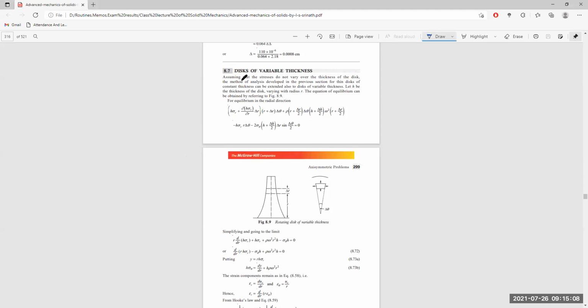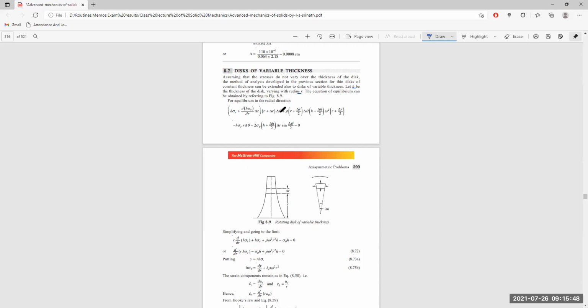The method of analysis developed in the previous section is extended to the case of variable thickness, following the same process. Let H be the thickness of the disk, which varies with radius r. So the condition of equilibrium, which we have discussed and proved earlier, is like this: H sigma r plus the rate of change of H sigma r with respect to r, d(H sigma r)/dr, into delta r, multiplied by r plus delta r, into delta theta.